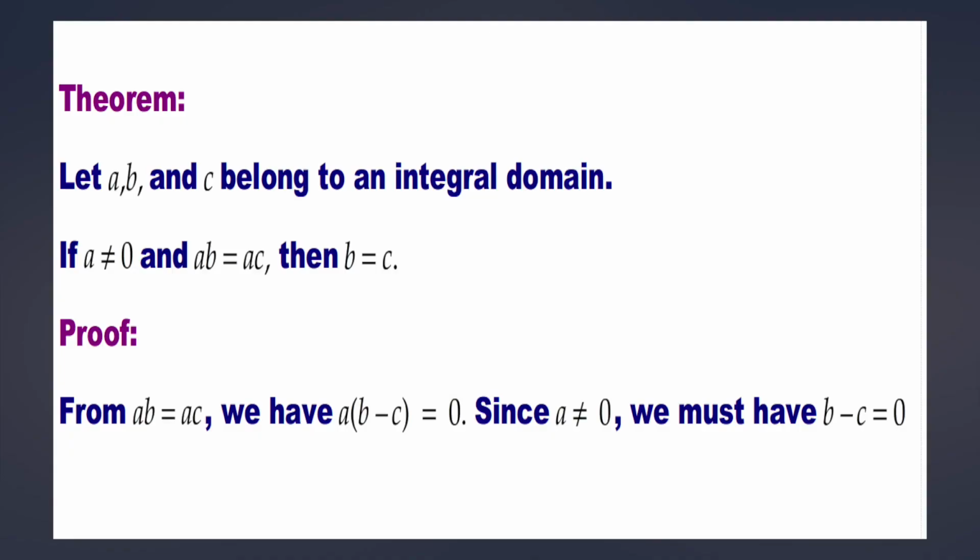Let's see a theorem. Let a, b, and c belong to an integral domain. If a is not equal to 0 and ab equals ac, then b equals c. Let's see the proof. From ab equals ac, we have a times b minus c equals 0. Since a is not equal to 0, we must have b minus c equals 0.